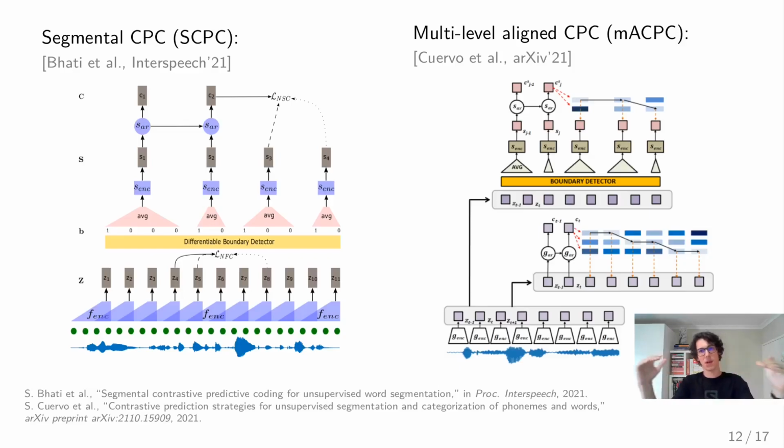Then both of them have an intermediate boundary detector that's differentiable, that's important. And then on top of that, they have some higher level CPC model that models something like words. The important thing is these models are trained jointly. So that means the top word level CPC model can influence the bottom acoustic unit discovery layer.